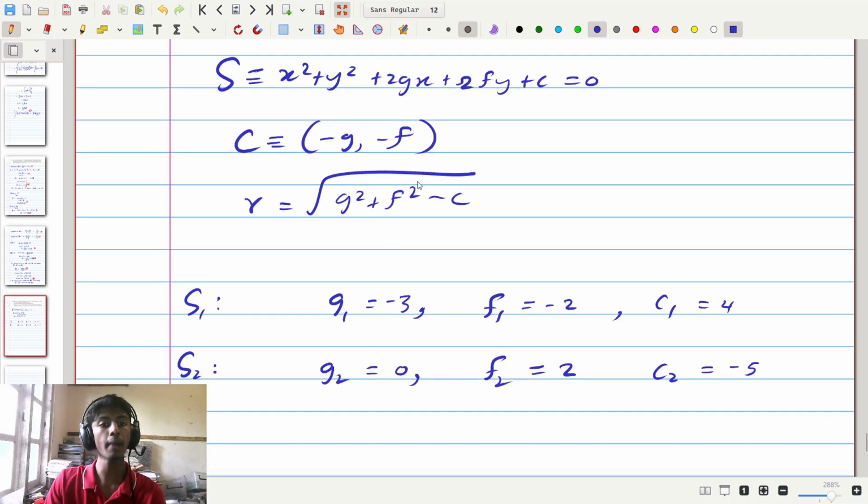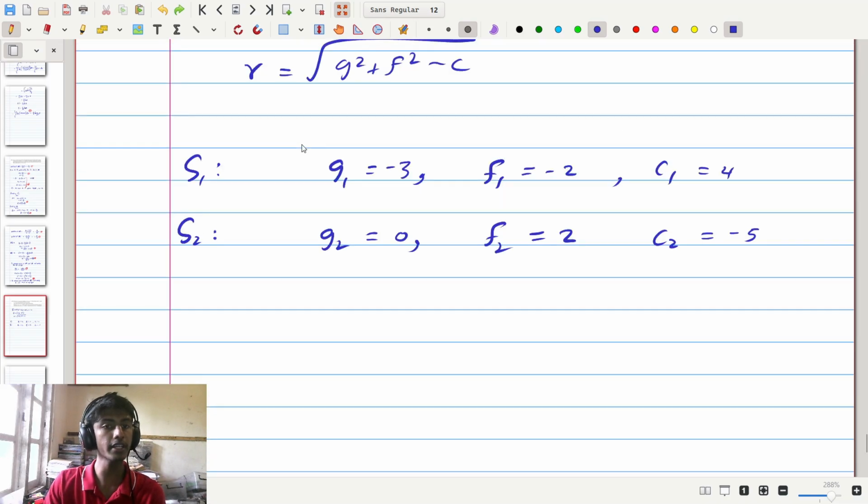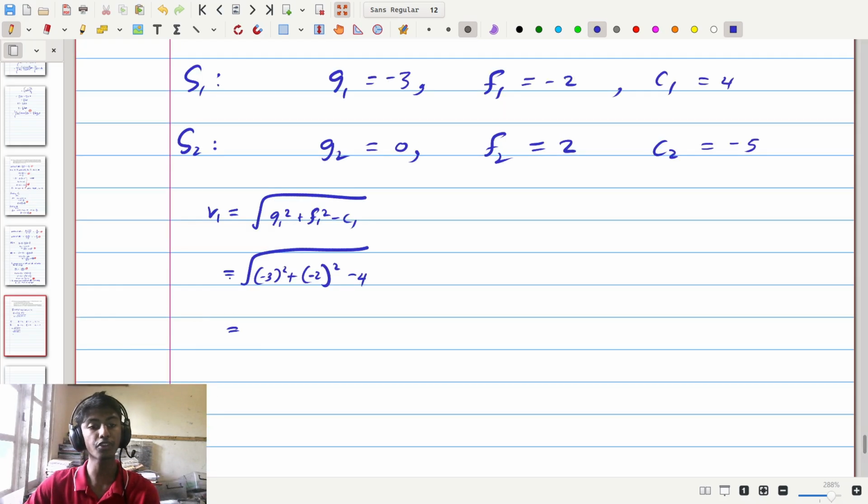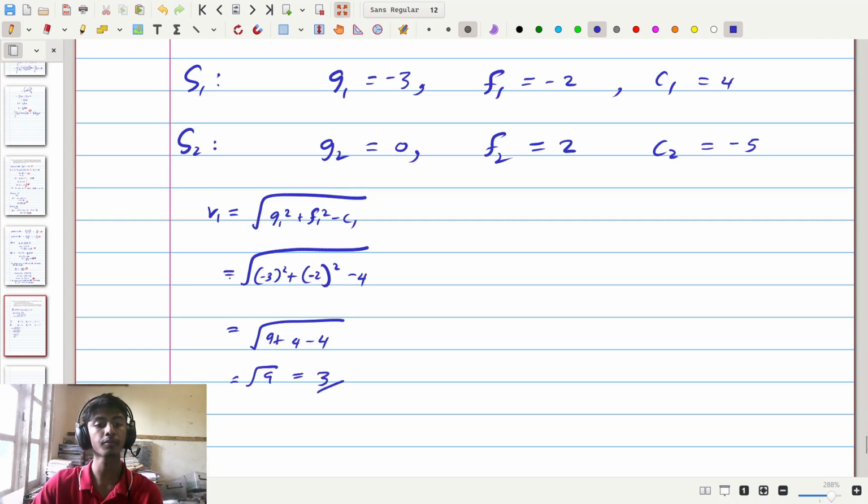Now here, I'm going to find the radii first. So first we apply the radii formula. We can see for r1, we have r1 equals square root of g1 squared plus f1 squared minus c1, which is equal to the square root of g1 or minus 3 squared plus f1 or minus 2 squared minus c1, which is 4. Now simplifying, that gives us 3 squared, which is 9, plus 2 squared, which is 4, minus 4. These two cancel and we're left with plus 9. So we get the square root of 9, which is equal to 3. So the radius of the first circle, r1, is equal to 3.